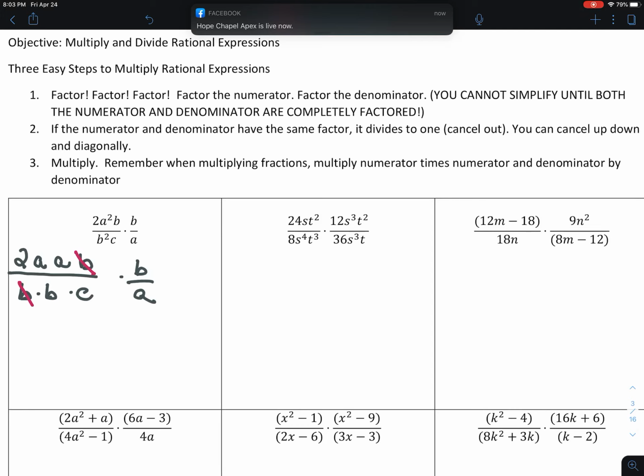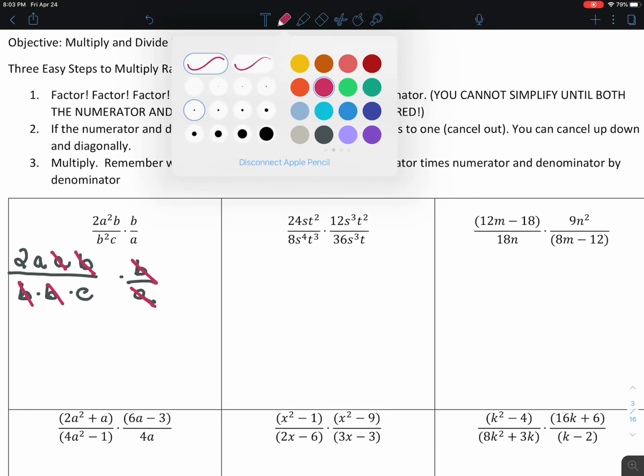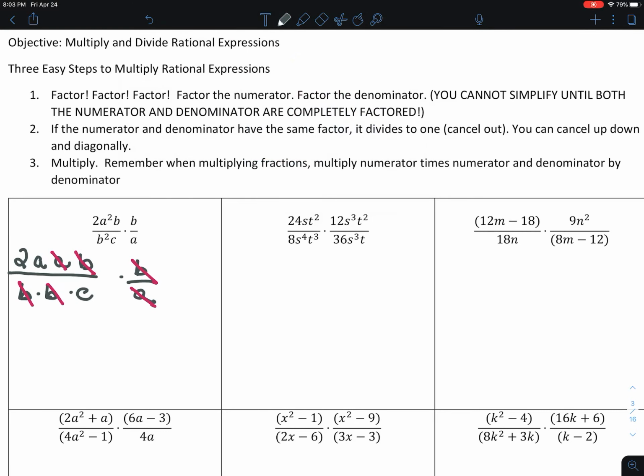Then we also can simplify it diagonally. So this B can cancel with that, and that A can cancel here. So once we've done that, then we just multiply what's left. So I have 2 times A, and nothing's left there except for the 1, so that's 2A. And then what's left here is C, and that's my final answer.